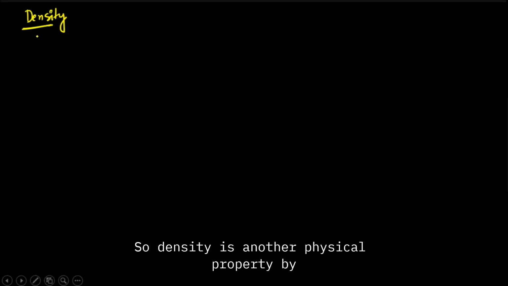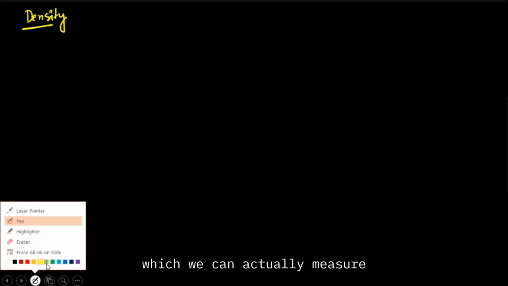Now let's talk about density. What is density? Density is another physical property by which we can measure how dense a substance is. So finding out the density of any material or any fluid given to us, we'll simply say that density is nothing but mass per unit volume. Its unit is going to be kilogram per meter cube, because the unit of volume is meter cube.